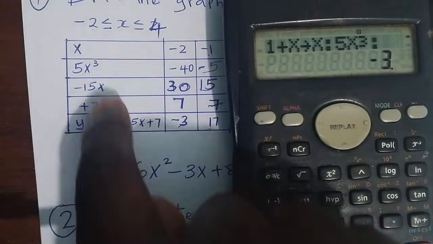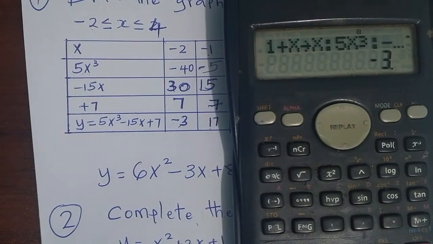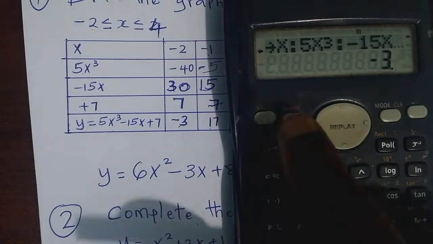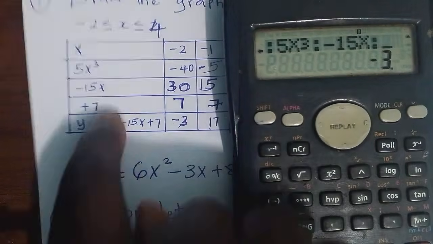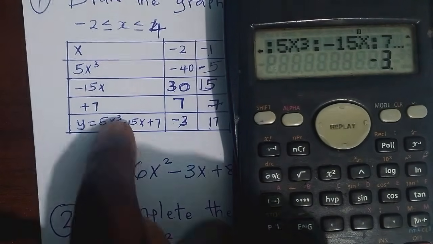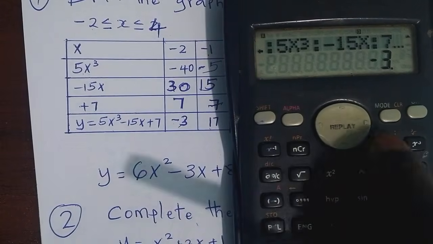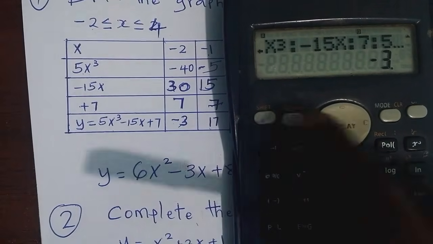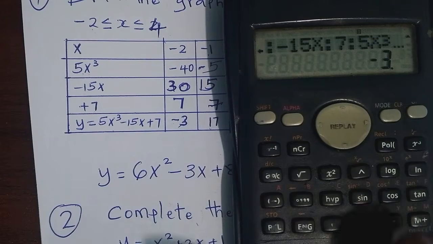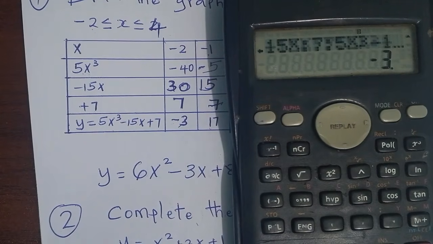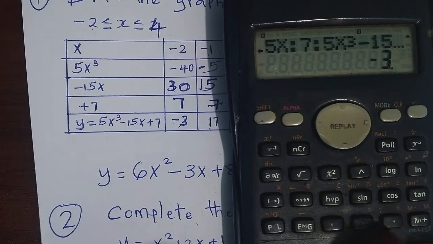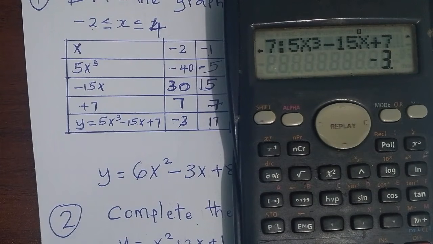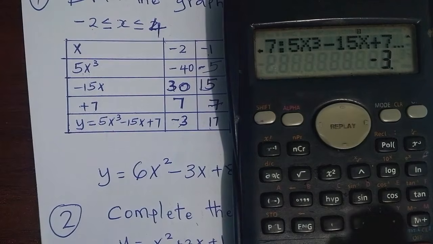Then write the other one, minus 15x, then separate it with 7. Again, now we need the whole function. Press alpha colon to write the function, which is 5 alpha x cube minus 15 alpha x, then plus 7, right? Then from there you are done.